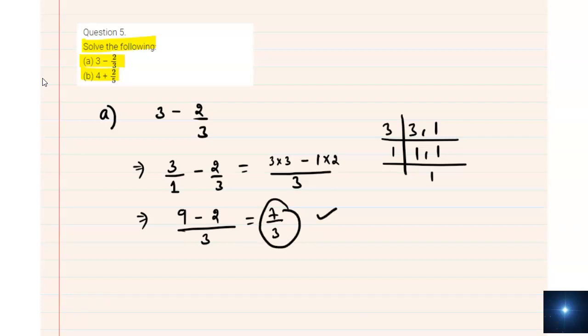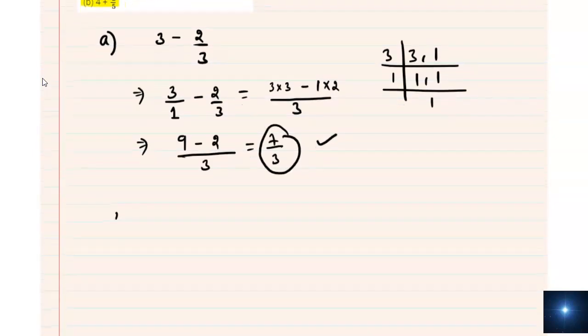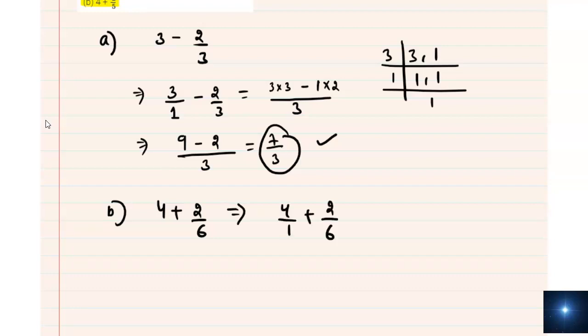It is our answer. Now the next part, B section. The question says 4 plus 2 by 6. As we have seen in the A section, when there is nothing, we put 1. Similarly, in this case, 4 by 1 plus 2 by 6. Then we take the LCM of 6 and 1. Then the LCM will be 6.